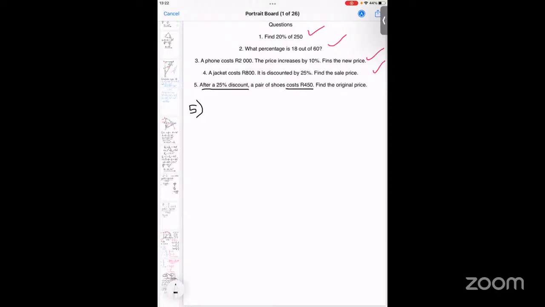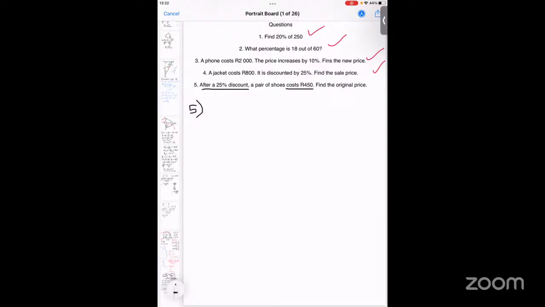So that means we have paid less by 25%. So now what is the original price? The original price should be more. So I'm just saying, as we do the calculations, we should expect to find a value which is more than that 450. That's what I'm saying.